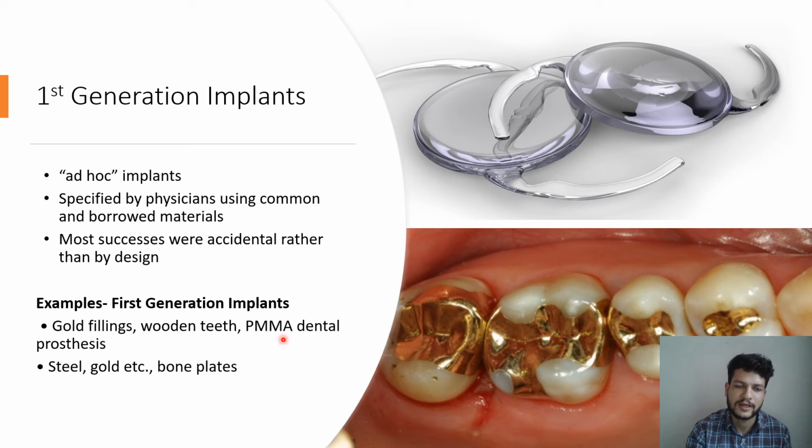Polymethyl methacrylate dental prosthetics also come in these first generation implants. In the first generation implants, steel plates or steel and gold plates were also used in case of bone fractures. Physicians used to implant these steel or gold plates to support the fractures. Above is the image of the glass intraocular lens that was first used as an intraocular lens, and it was made of glass.